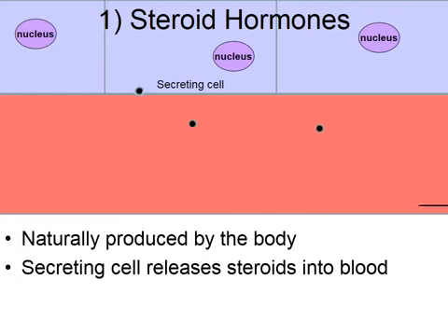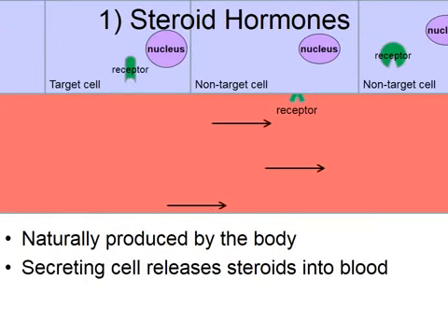And in my animation here, we have a secreting cell secreting or releasing steroid hormones into the blood. Well, let's follow those hormones and see where they're going. In my animation you can see the steroid hormone is bouncing off of a non-target cell receptor. The receptor has a triangular shape to it, and my steroid hormone in the animation is more round. So hormones don't match to every cell. Hormones match to very specific cells.